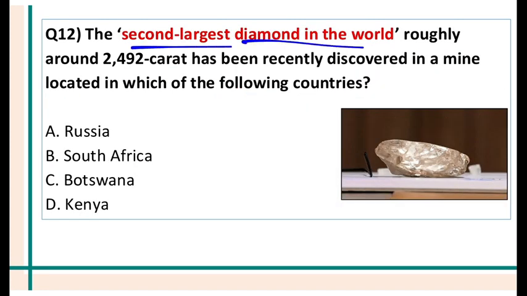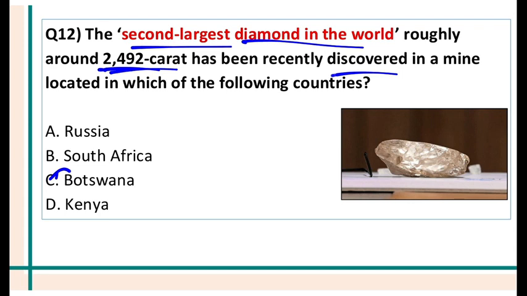Second largest diamond in the world, which is around 2,492 carat, has been discovered in a mine located in which country? So this is a mine located in the African country called Botswana. The answer is option C. Botswana is also very famous for elephants, right?